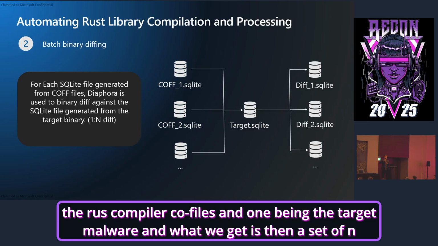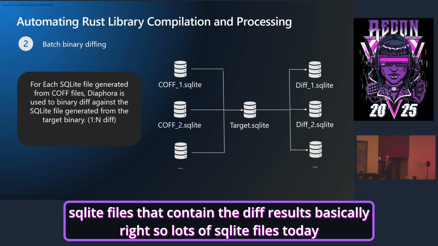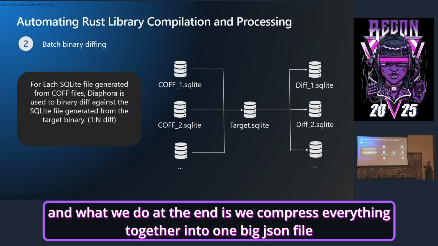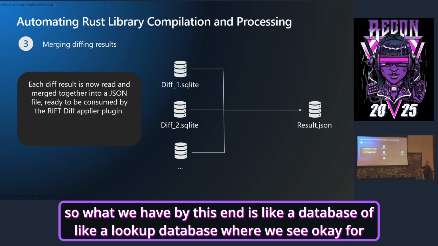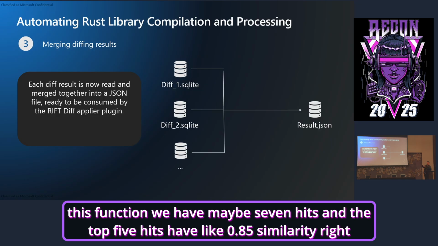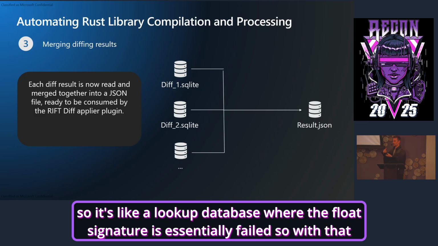And what we get is a set of n SQLite files that contain the diff results. So lots of SQLite files. And what we do at the end is we compress everything together into one big JSON file. So what we have by the end is a lookup database where we see, okay, for this function, we have maybe 7 hits, and the top 5 hits have like 0.85 similarity. So it's like a lookup database for where the FLIRT signature essentially failed.